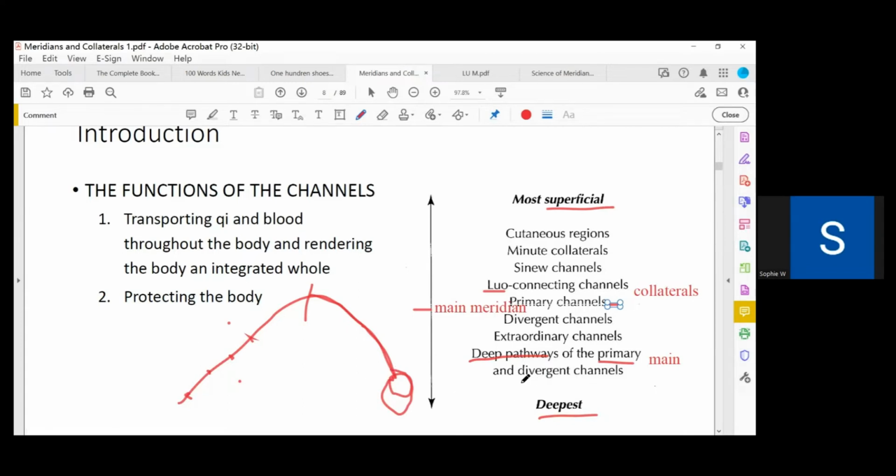Divergent is the same. Divergent, there's a part that connects with the organs. And there's a part relatively more superficial. So that's the deep pathway. That is the most superficial pathway.